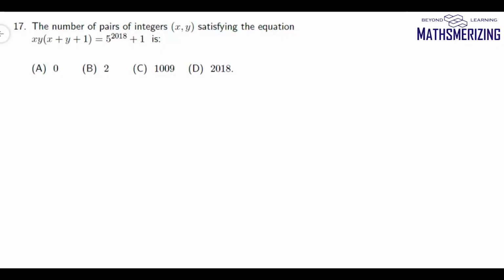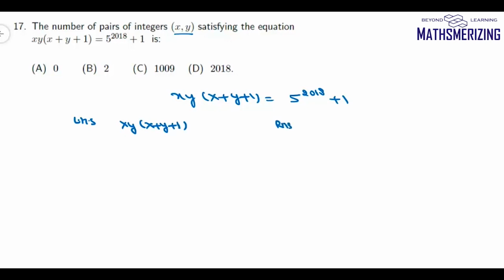Now question number 17, it says, find the number of pair of integers x and y satisfying the equation xy into x plus y plus 1 equals 5 to the power 2018 plus 1. Now we'll consider left hand side and right hand side separately. So left hand side is xy into x plus y plus 1, and right hand side is 5 to the power 2018 and then plus 1. So we know that any power of 5 will end with 5 and then plus 1. So this right hand side will always be an even number.